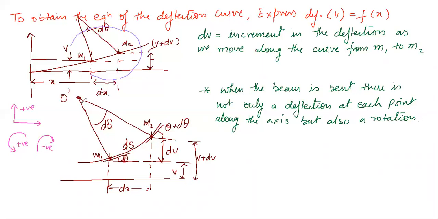So therefore, if you are talking about rotations, it means the point of intersection of the two normals is called the center of curvature, and the distance from this point to M1 and M2 is defined as the radius of curvature, right? So the point of intersection of these normals is defined as the center of curvature, and R is defined as the radius of curvature.